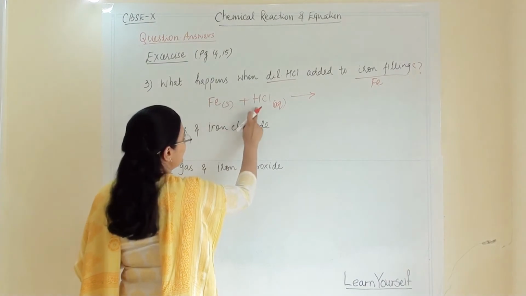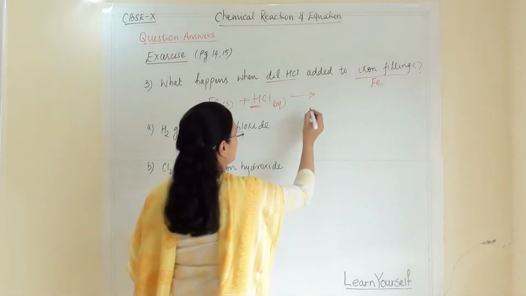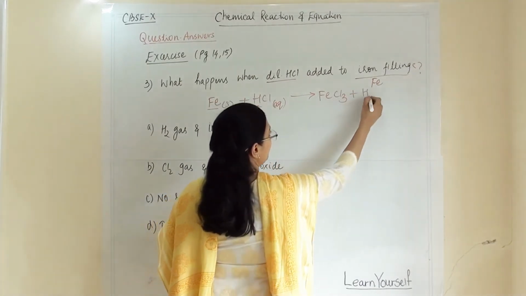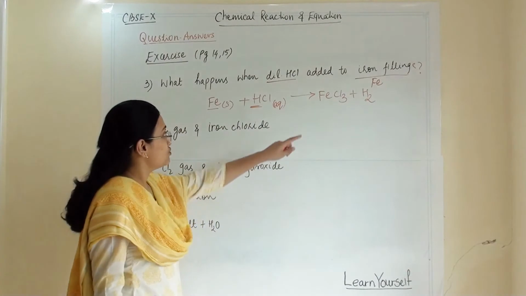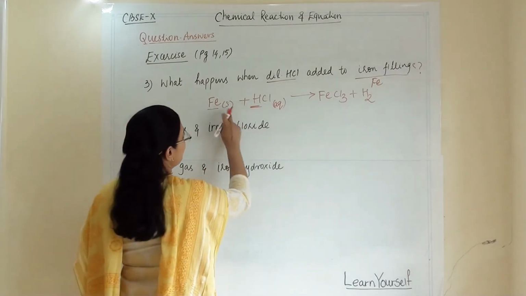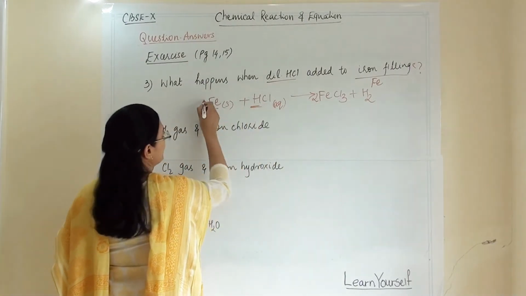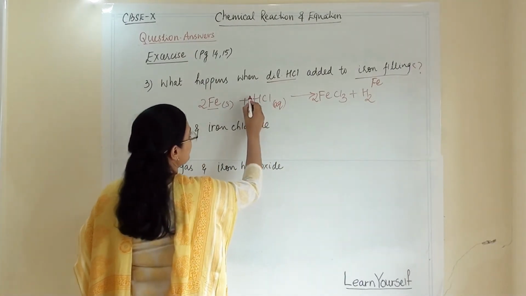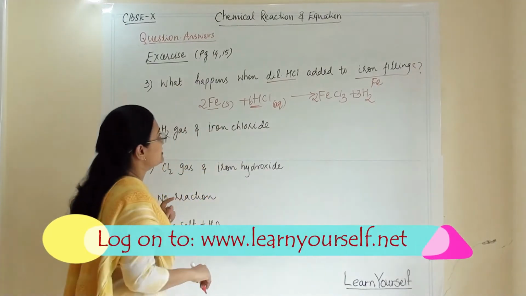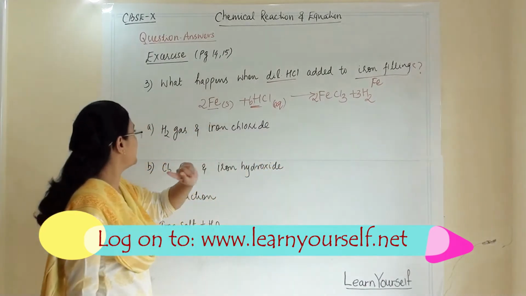So now Fe and HCl. So Fe is going to replace hydrogen from here. So FeCl3 plus H. H cannot be alone anywhere. It has to be H2. So FeCl3 plus H2. Now we have to balance this equation, that FeCl3. So here it is going to be 2 and here it is going to be 2. So this is our equation, that we will get FeCl3 plus hydrogen gas.